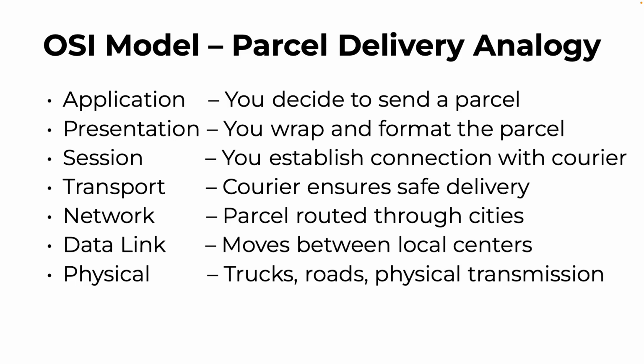Session is when you establish a session with the courier service. Then it's the job of the courier service to make sure it is delivered safely; that is the transport layer. Then the network layer: when the parcel is transferred between different cities, its job is to make sure it is transferred to the proper city. Then when it reaches the city, the data link layer identifies that it has reached the city. It's the job of the city to send it to the nearest local center, and from the local center to your destination. And physical is nothing but the medium used to transfer the data, which can be a truck, road, or physical transmission.